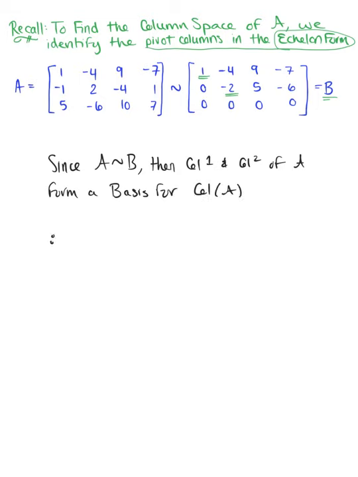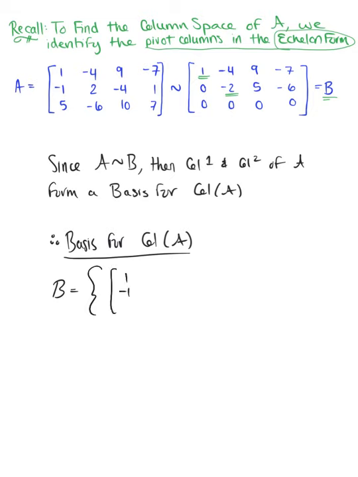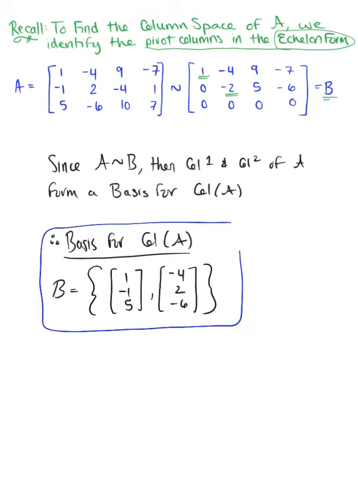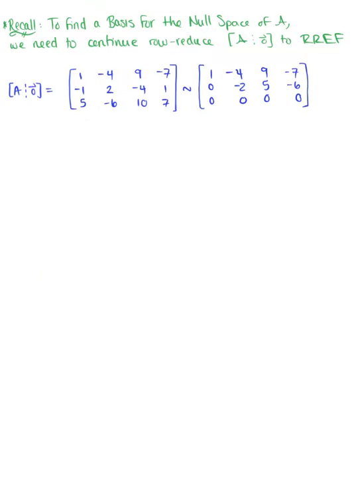And so we can say that therefore the basis for the column space of matrix A is defined as the set B containing the column vectors 1, negative 1, 5, and negative 4, 2, negative 6. And so this is our beautiful final answer here for the basis of the column space of matrix A. And last but not least, we now need to find a basis for the null space of A.